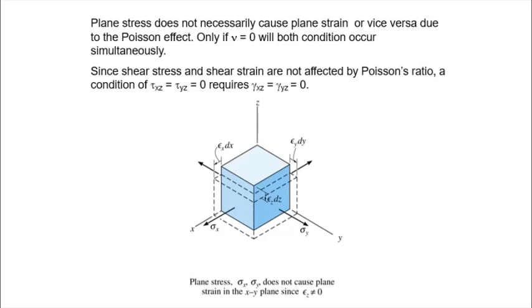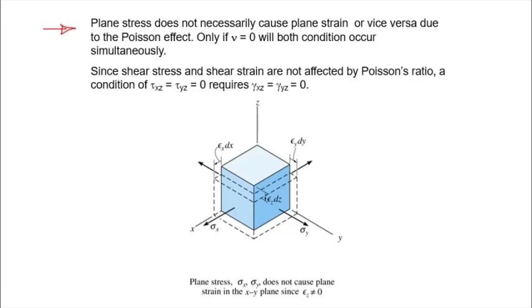Okay, one thing that you need to be careful is with this statement here. It says that plane stress does not necessarily cause plane strain. So when we have a plane stress condition, it does not mean that it will always be plane strain. Most of the time it's not. And the same thing also happens when we have plane strain condition. It does not always mean the stresses are plane stress. And this is due to Poisson effect.